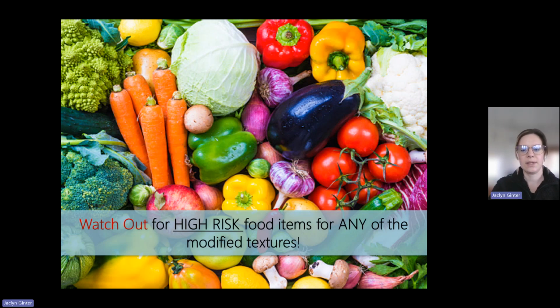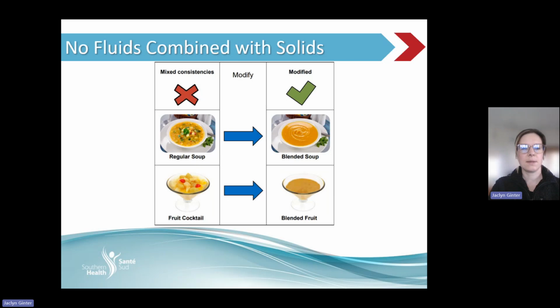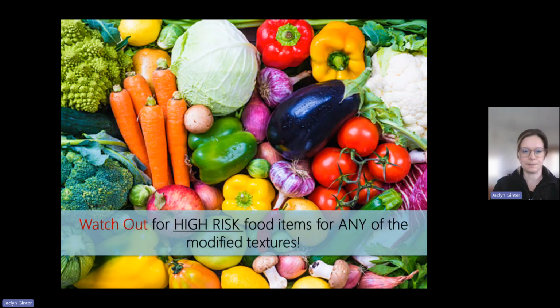It is important to note that this diet is generally combined with a different diet. So you might have a minced diet with no fluids combined with solids. In that case, we're combining the diets, so items like the fruit cocktail, for example, we could drain really well, get rid of all the fluid, and mince it, or we could blend it together and it would work. So you have to use a little bit of critical thinking with this diet, because you're often combining two diets. It's not just this on its own for the most part.